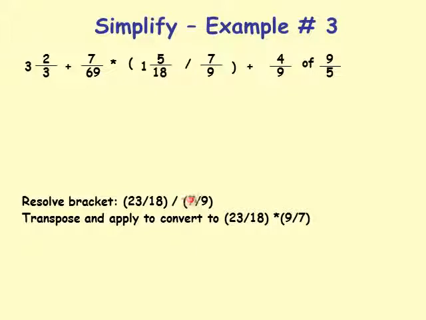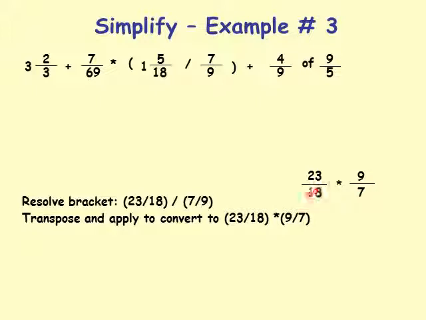So what do we do? We transpose and apply. We don't like to do division, we do the multiplication. So we change divide by to multiply by, and change the second fraction 7 over 9 to 9 over 7. Okay, let's continue here. So this is what we have, 23 by 18 times 9 over 7.